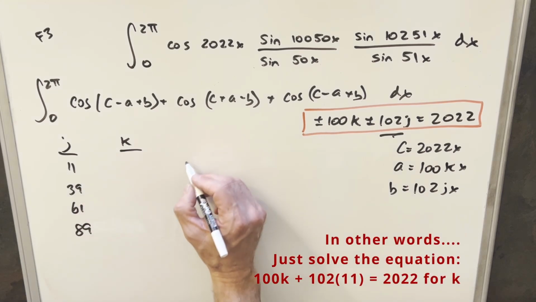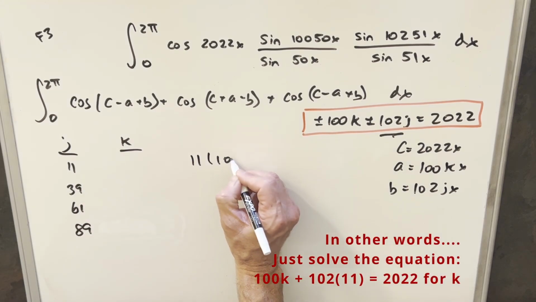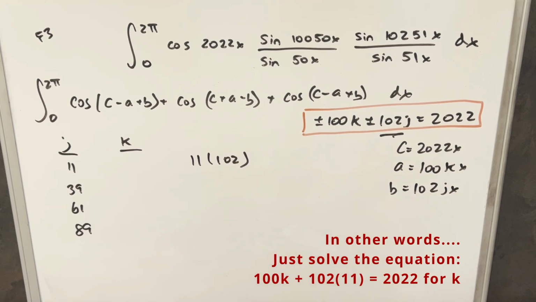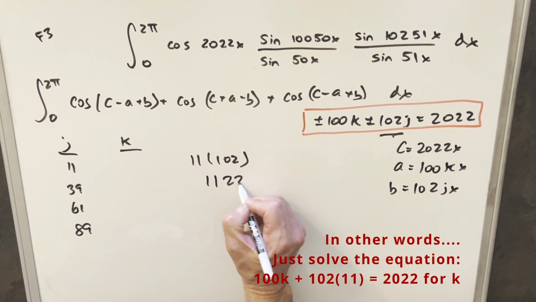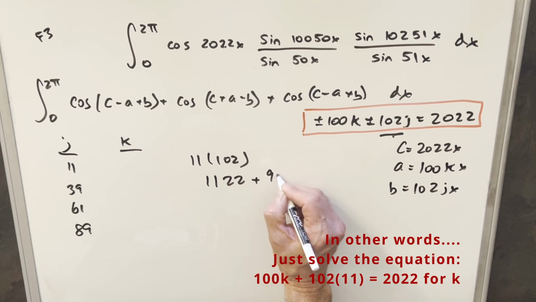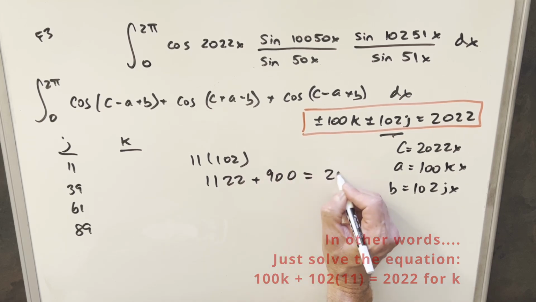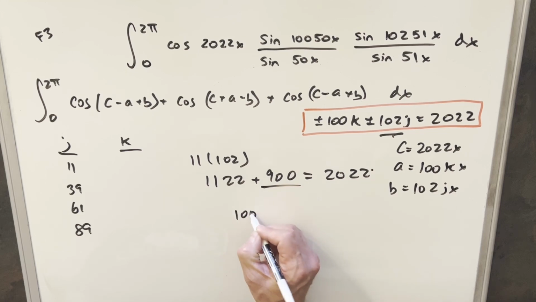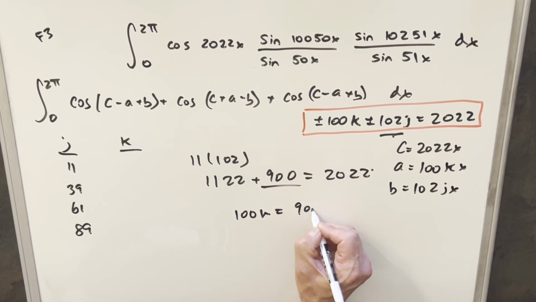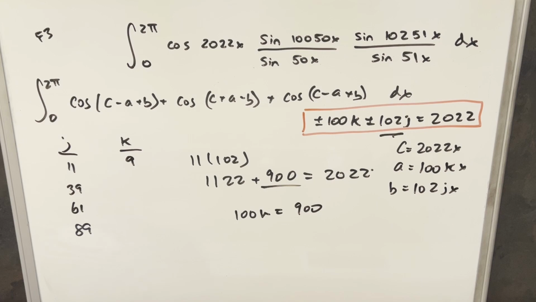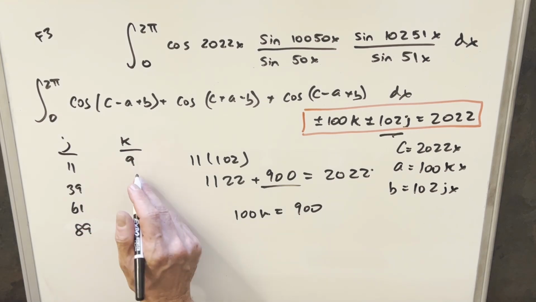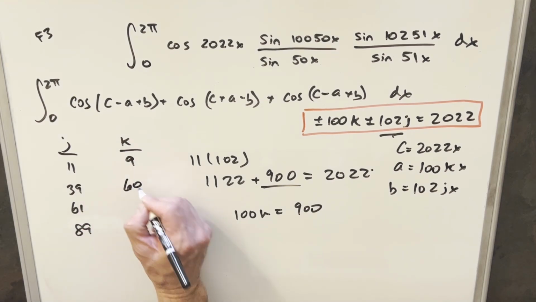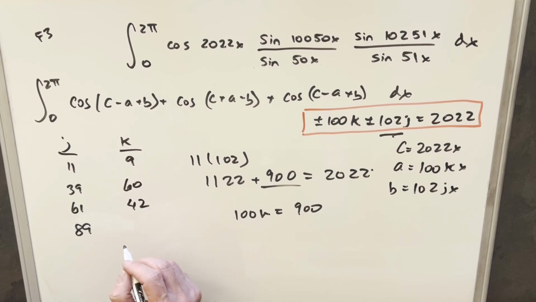Just taking the first example for 11, 11 times 102 is going to give us 1122. If you add 900 to this, that's going to be equal to 2022. So we're saying here that 100k is going to be equal to 900, so our k value is just going to have to be 9. Solving for k for each of these cases, we're going to have 9, then 60, then 42, and then 111.